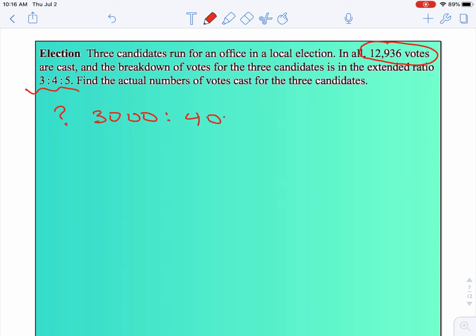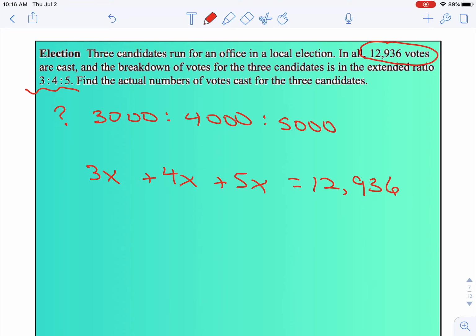3,000 to 4,000 to 5,000? Well, that adds up to 12,000 votes. But now we have to separate the rest of the votes. So again, we're going to use that same process, and we're going to set up 3x plus 4x plus 5x. When we add those together, that has to equal 12,936 votes combined. So what you're going to need to do is find x and then plug it back in to see how many actual votes were cast for each candidate.